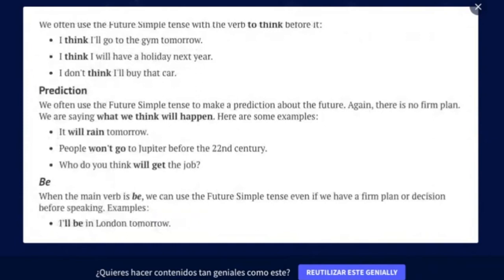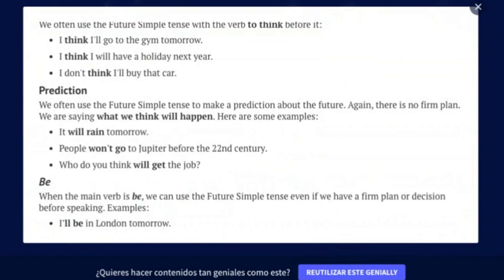Pero estas sí son como las de monividente, porque no son como las del going to, que necesitamos tener ya un plan hecho o evidencia o conocimiento del tema para poder hablarla. Estas con will es lo que nosotros pensamos que va a pasar. Ejemplo de esto, it will rain tomorrow. Mañana va a llover. Aunque el cielo esté claro, sin nubes, yo puedo decir, it will rain tomorrow. Mañana va a llover.